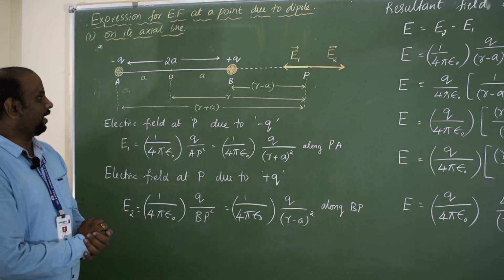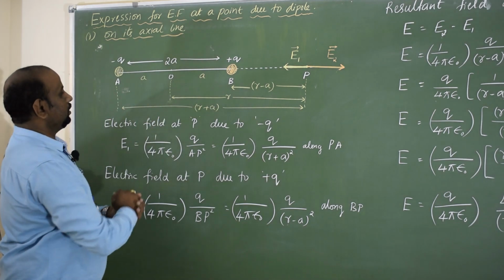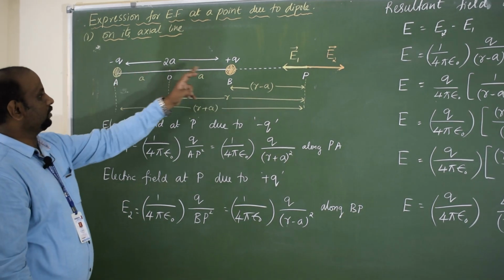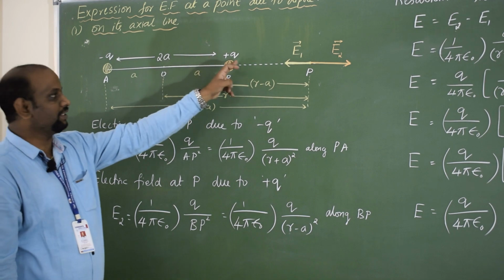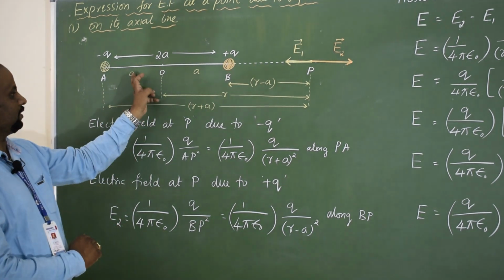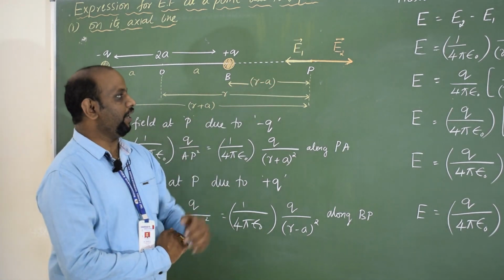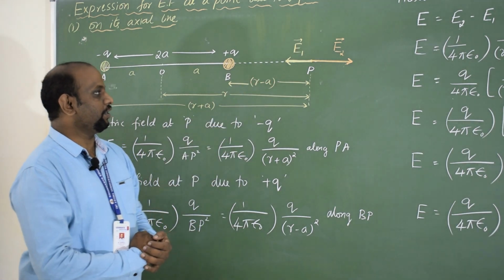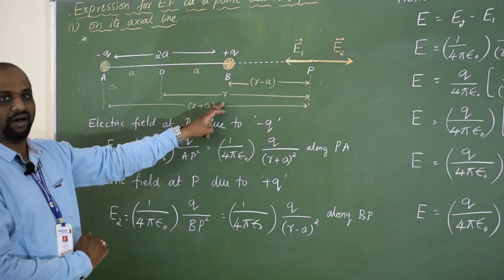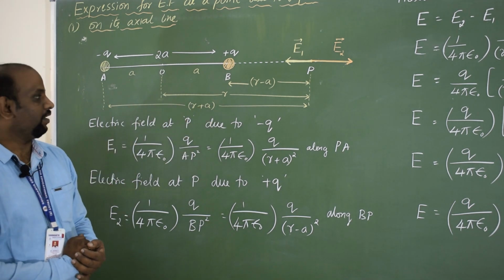So let us consider the diagram. Consider a dipole having two charges, one negative and another positive, separated by a distance a and a, that is 2a. Let P be a point on the axial line of the dipole at a distance r from the midpoint of the dipole.